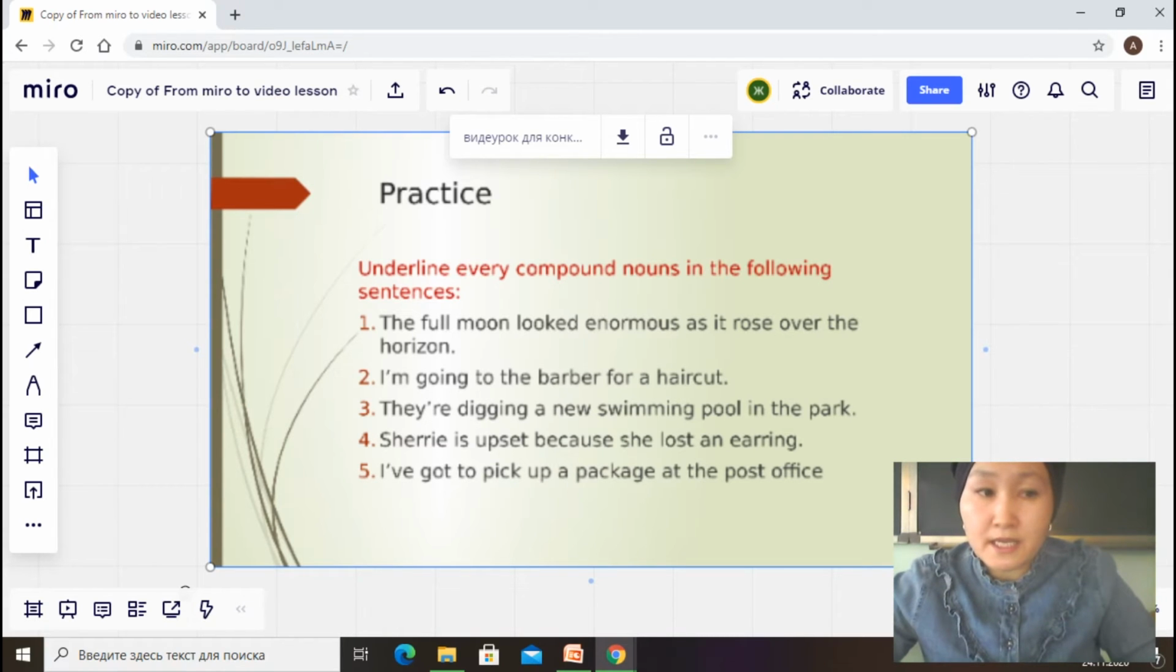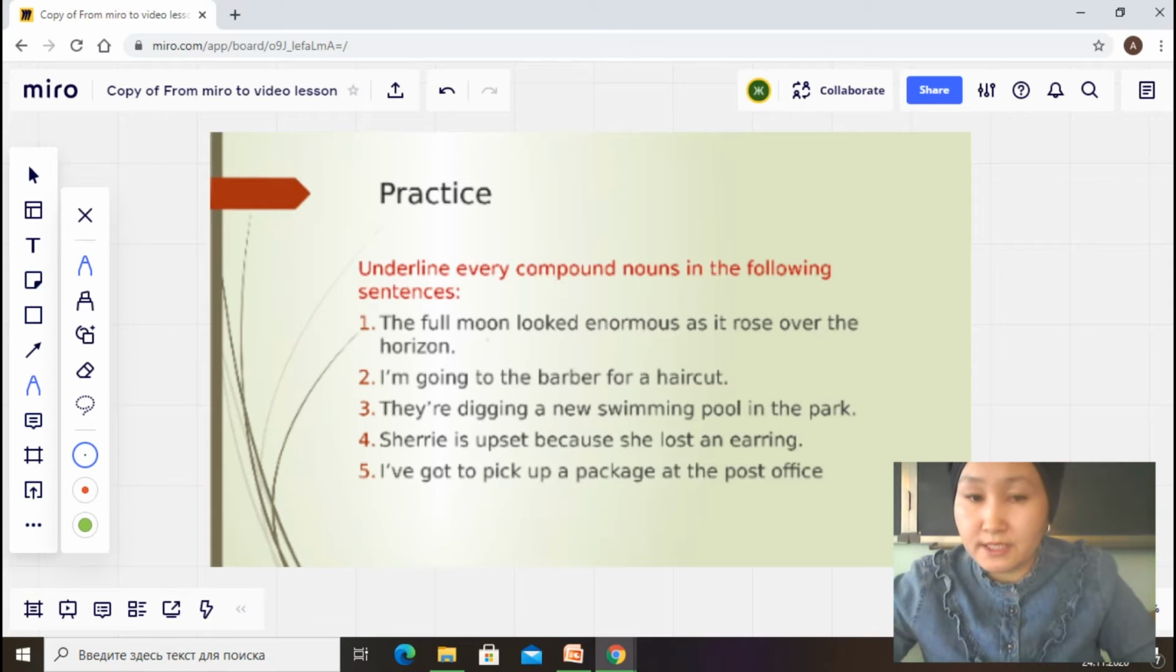And I will demonstrate how we can do this task. We should identify where the compound nouns are. The first sentence will be an example. For example, full moon is a compound noun.